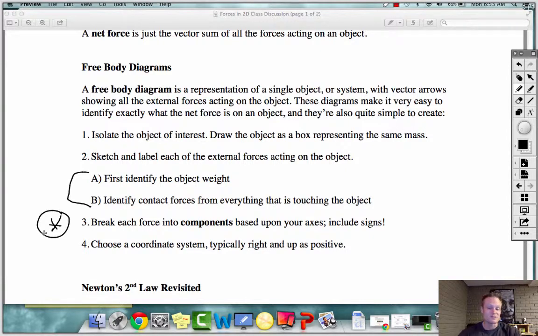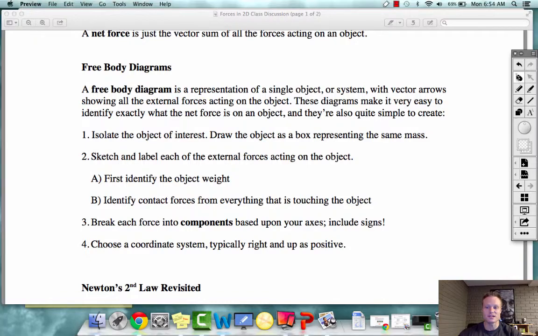And then I typically use up as positive. If you want to do something different, you can. Just make sure you stay consistent with your sign convention. All right, so those are just the directions for drawing free body diagrams.